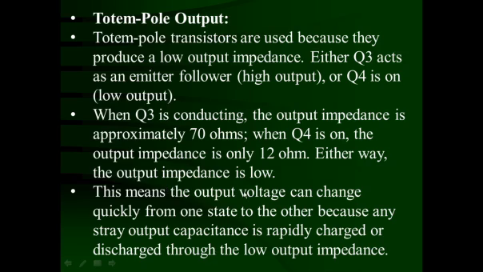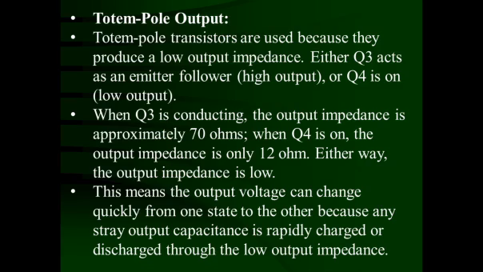This means the output voltage can change quickly from one state to another state because in any state the output capacitance is rapidly charged or discharged through the low output impedance. This is the main advantage of the totem pole arrangement. When the two transistors are working as a totem pole arrangement in series, both are NPN transistors, and only at a time one of the transistors is conducting.